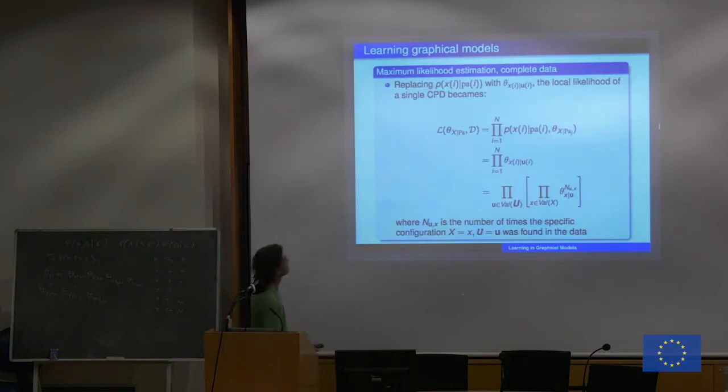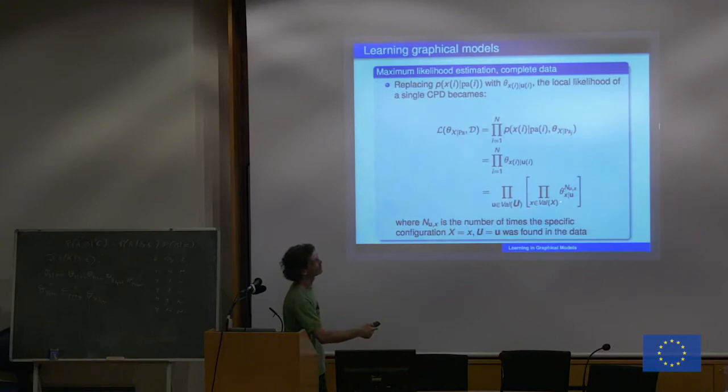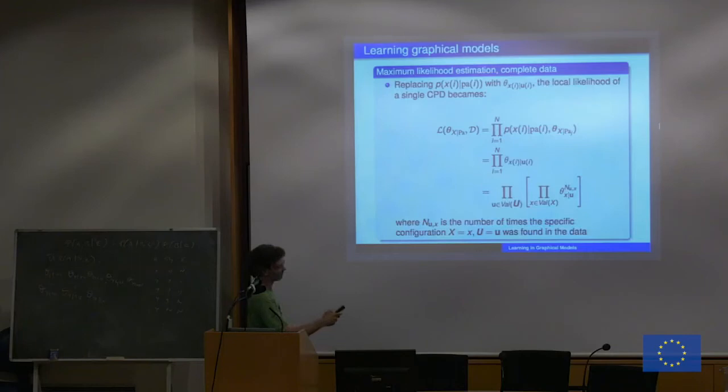And now, if you have this, what happens is that if you do maximum likelihood here, so you try to compute the value of theta which maximizes this product, with the additional caveat that this stuff should sum to 1, theta xu should sum to 1 if you sum over x. Now this becomes, basically, you can break this down into independent computations for each of the columns in your probability table. Each column is the possible values of x given a configuration of the parents.